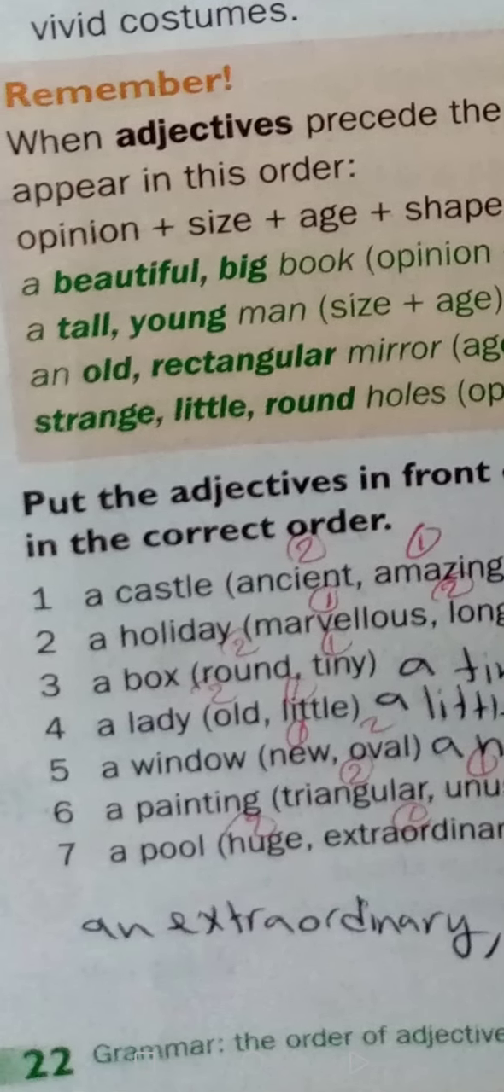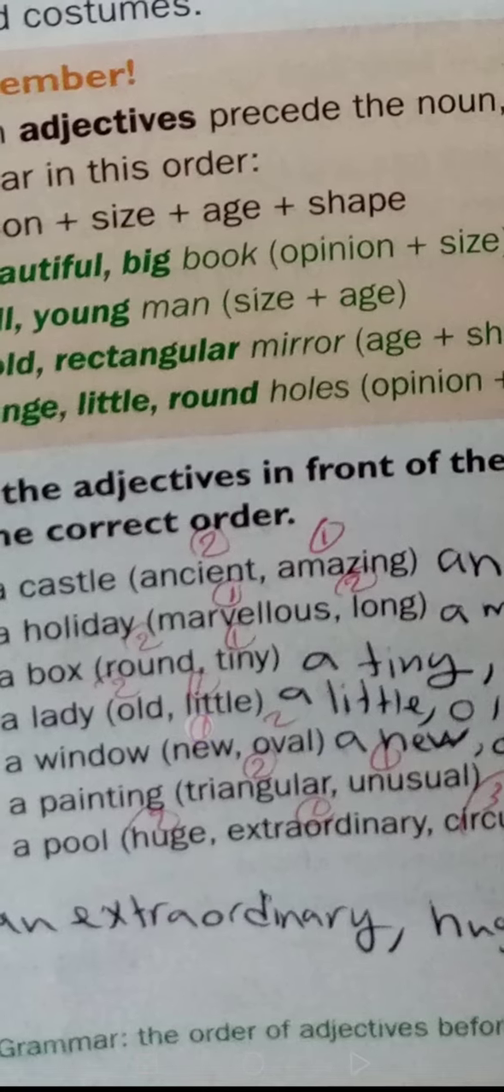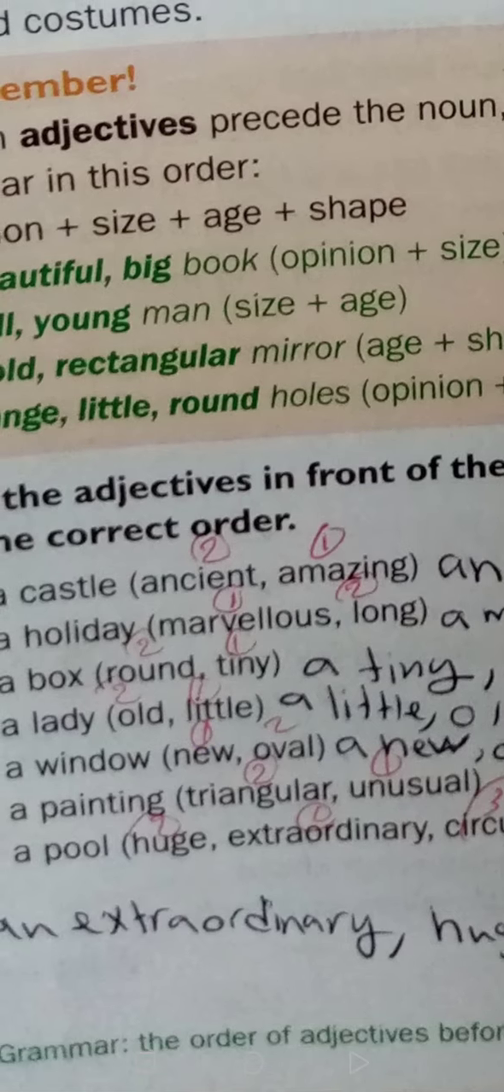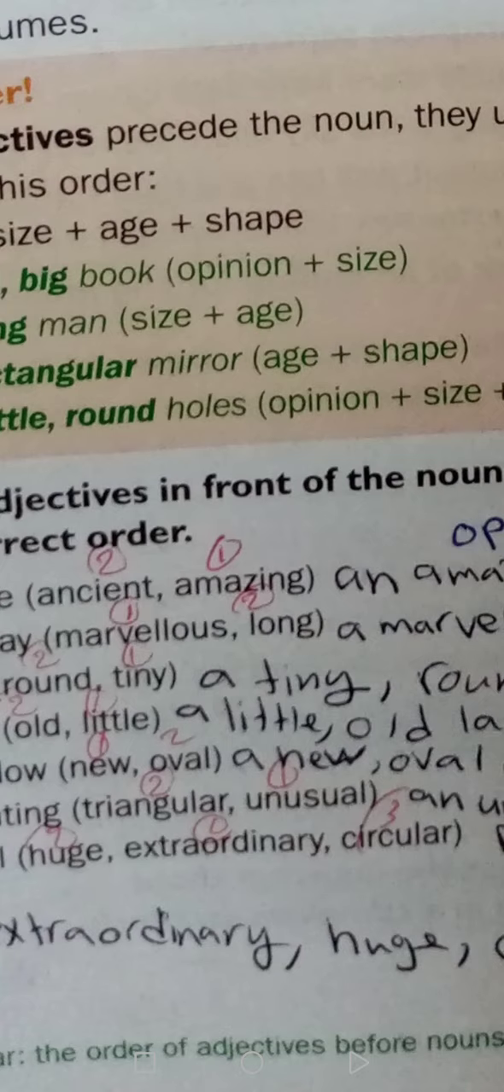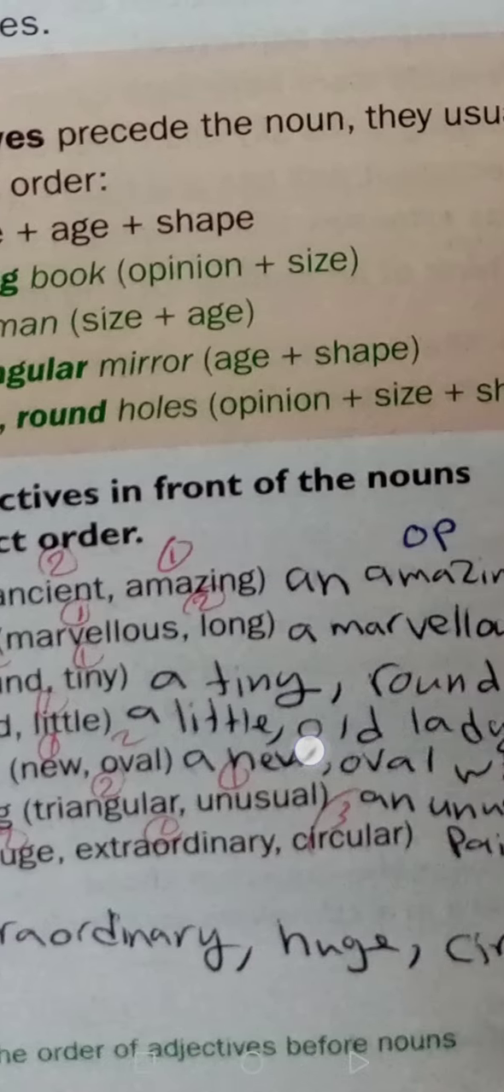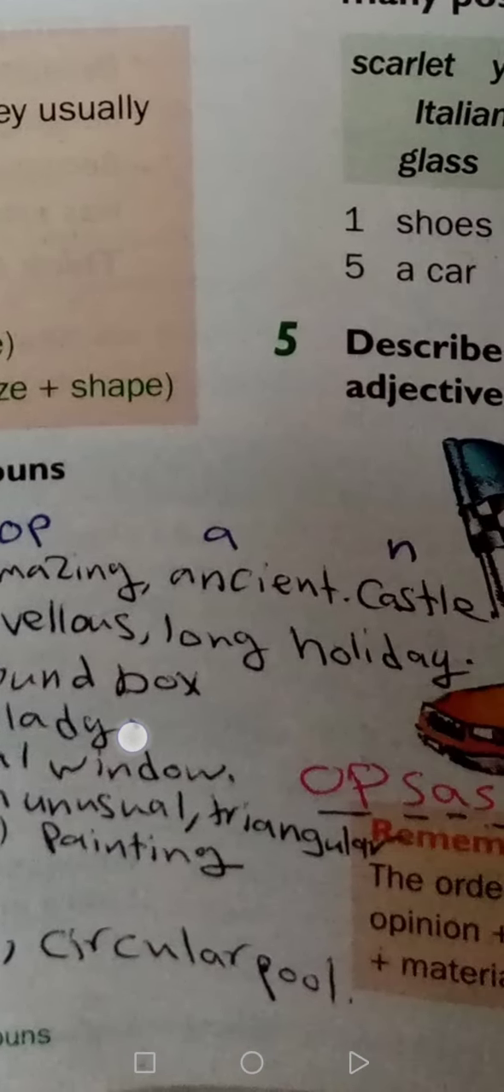Here عندي holiday هو الاسم وعندي كلمة marvelous اللي هو الصفة, it's an opinion معناها مذهل. Long, it's an adjective that is classified as a size اللي هو الحجم. فشو بحكي, opinion comes before the size. Opinion الرأي بيجي قبل الحجم بحكي a marvelous long holiday.